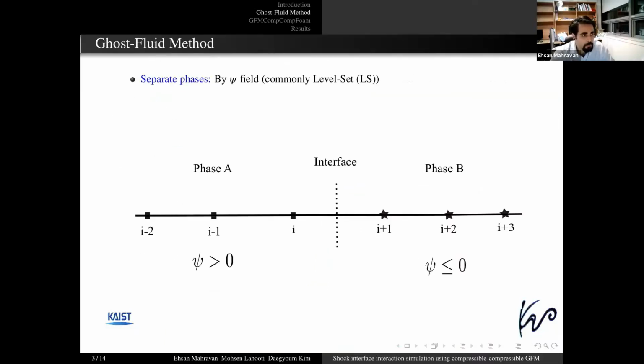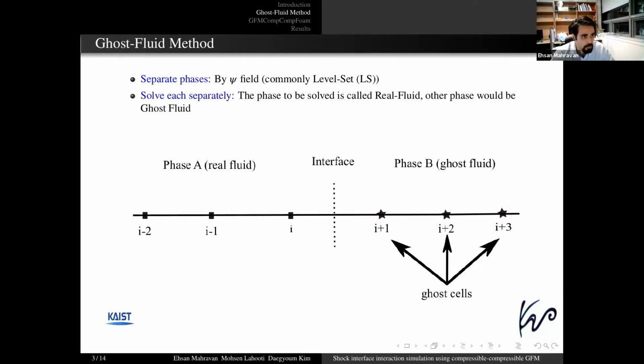In ghost fluid, we simply divide the domain into two parts, phase A and phase B. The location of the interface is tracked using level set or any other method that is available. Level set is the most common method. We solve each phase separately. So let's assume that we are going to solve phase A.